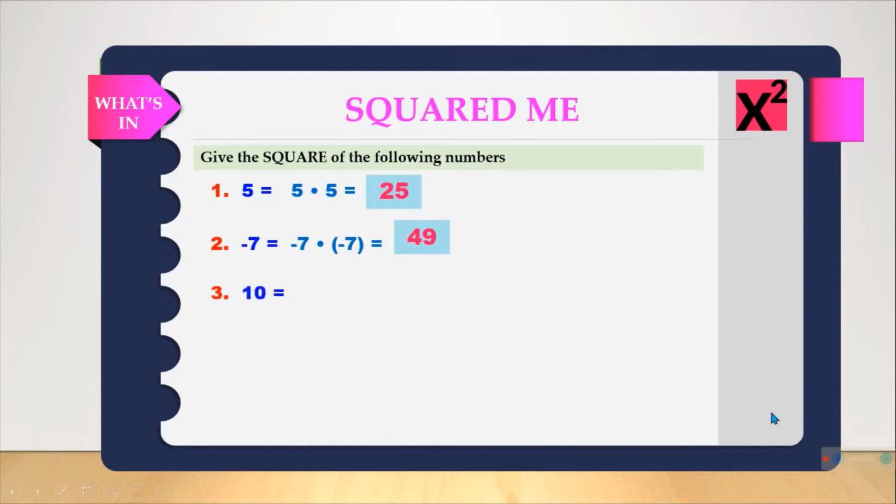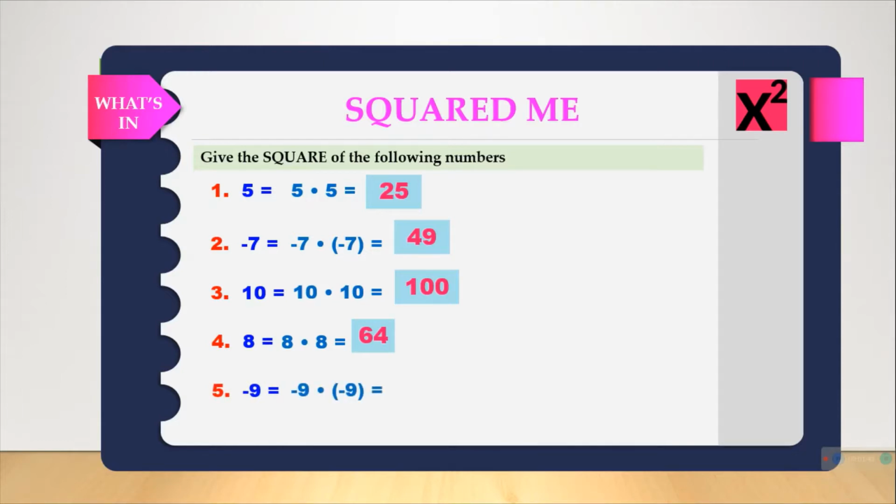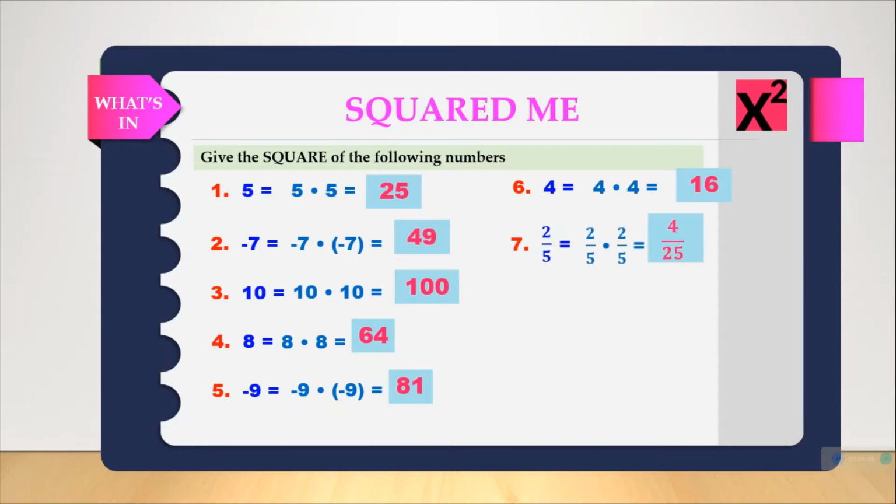Okay, next, number 4. So, 10 times 10 is equal to 100. And then, 8. 8 times 8 is equal to 64. Then, number 5. Negative 9 times negative 9 is 81. And then number 6 is 4. 4 times 4 is 16. And number 7, 2 fifths. 2 fifths times 2 fifths is equal to 4 over 25.